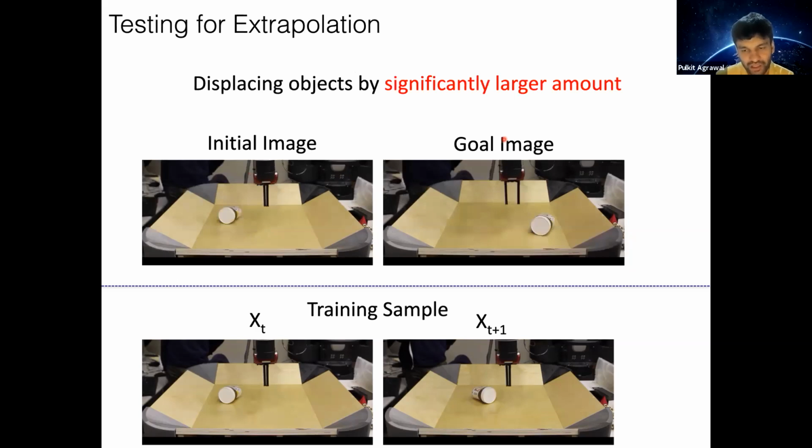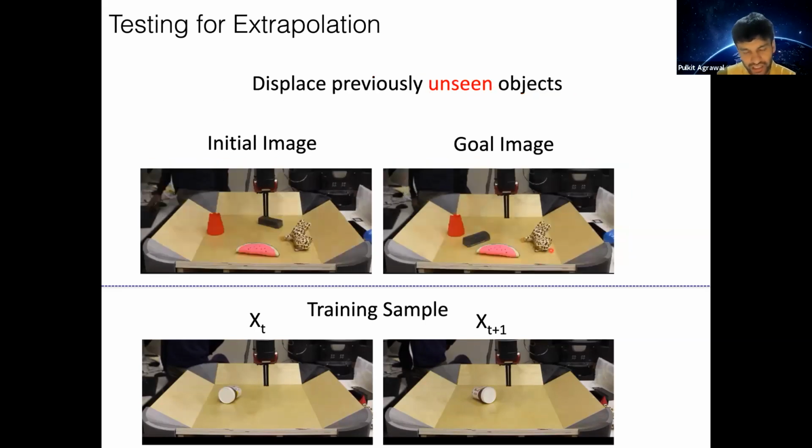For example, I can take an initial and goal image in which the object is displaced by a very large amount, maybe so large that one single push cannot take the object from the start to the goal. So we necessarily require a sequence of actions here. Or we can ask the question, can we push objects that were not there in my training set? Can we displace previously unseen objects?